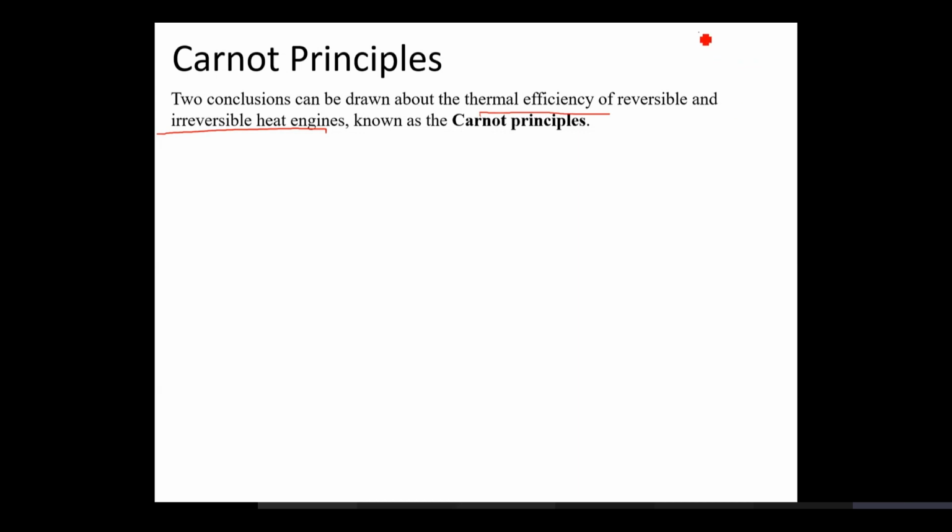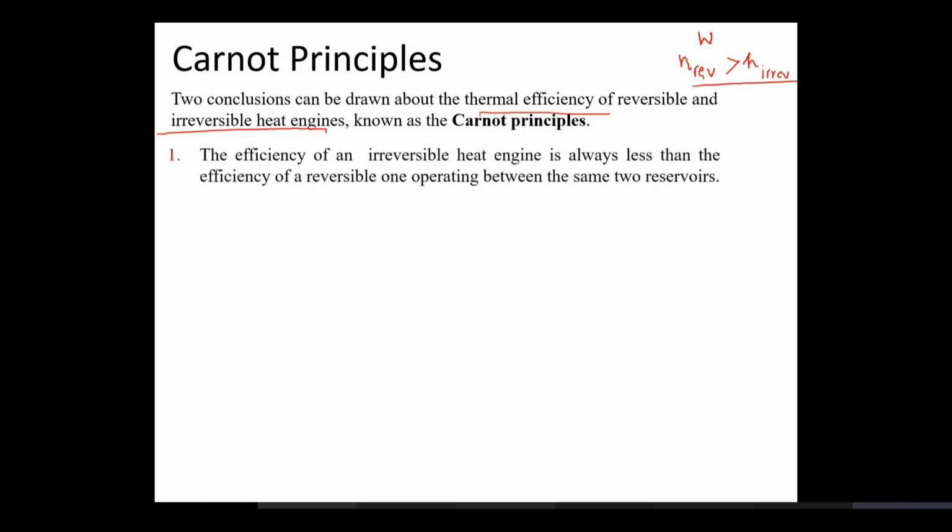So I'll write over here. You are saying that the efficiency of a reversible heat engine is more than the efficiency of an irreversible heat engine, obviously operating between the same conditions. So it says the efficiency of an irreversible heat engine is always less than the efficiency of a reversible one operating between the same two reservoirs. That means with the same TH and TL, a reversible engine would have higher efficiency as compared to the irreversible heat engine. Now, if I have to prove it, I'll prove it by assuming the other way around.